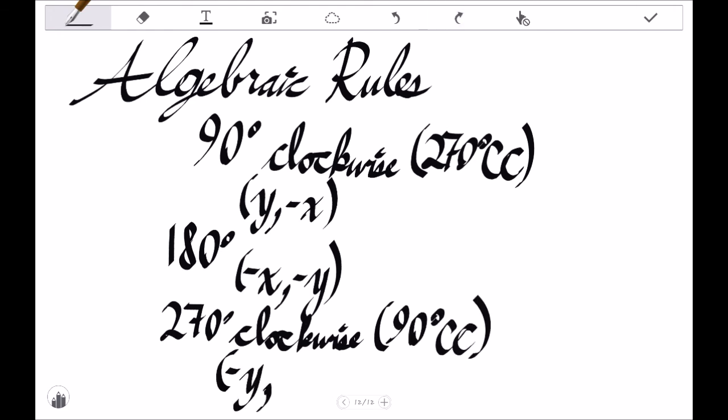When rotating 270 degrees clockwise or 90 degrees counterclockwise, you use the form (-y, x).